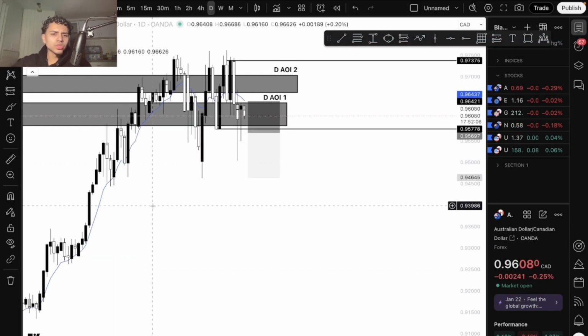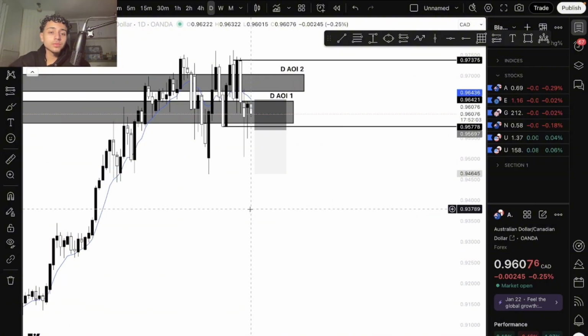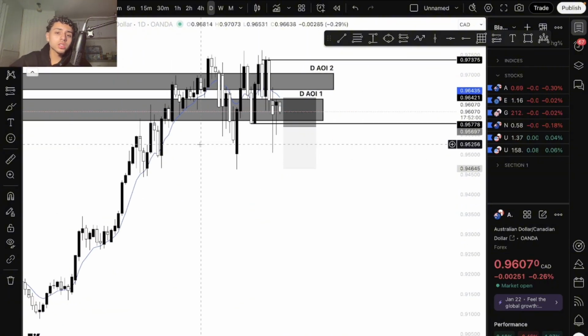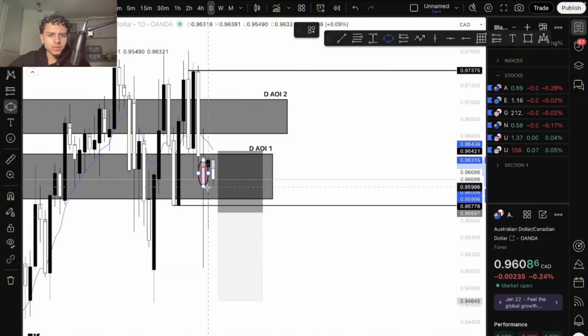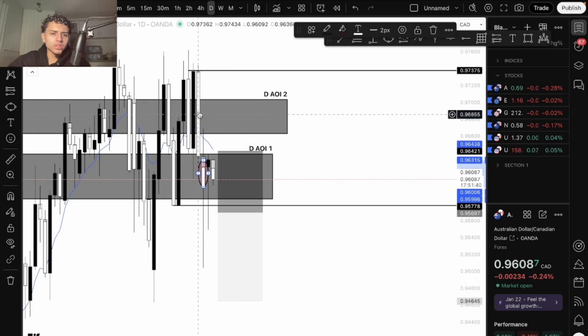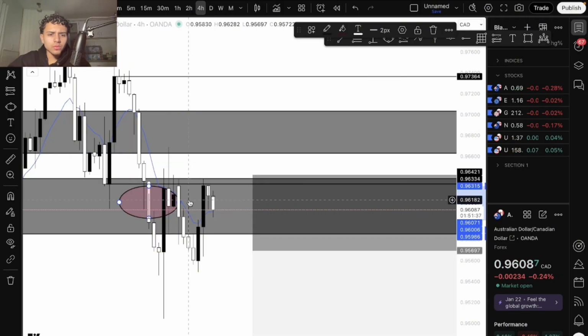Then we have AUD CAD. AUD CAD is currently doing what I wanted it to do. So honestly, on this daily candlestick, it kind of did engulf this candlestick over here, and this one kind of closed over here. But let me try to see how this actually happened. So this closed over here, somehow engulfing this candlestick over here. And if we come to the 4-hour, we see that it indeed created a confirmation candlestick.